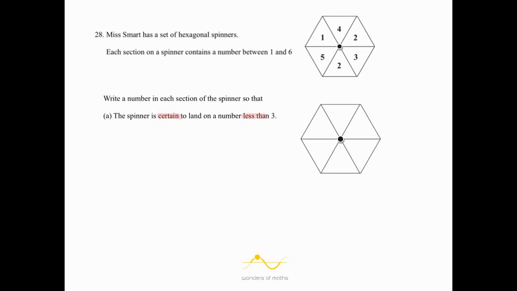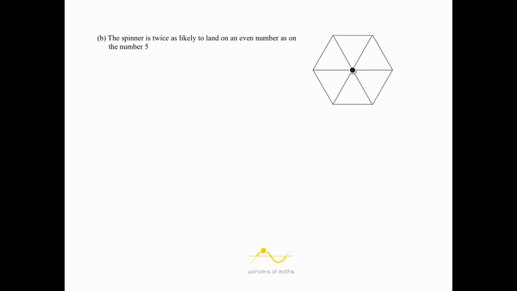The word certain means that there is a 100% chance of the spinner landing on a number less than 3. And in this case, the numbers less than 3 are 1 and 2, as the spinner contains the numbers between 1 and 6. This means that the numbers you put on the spinner can be any combination of the numbers 1 and 2. You can only include one number, you can put all 2s or 1s, or do any combination you like. Now moving on to part B.